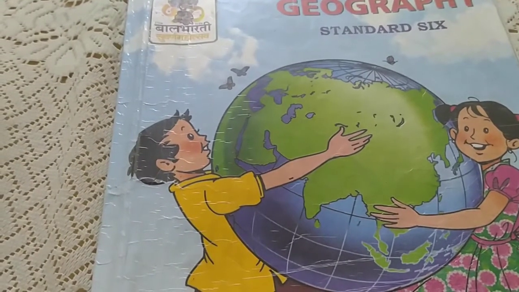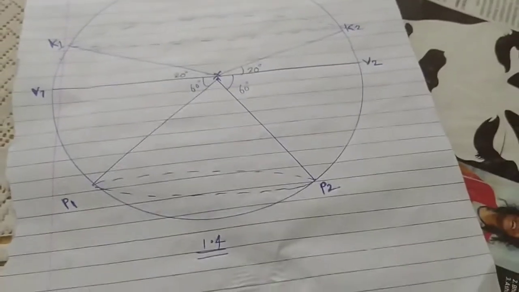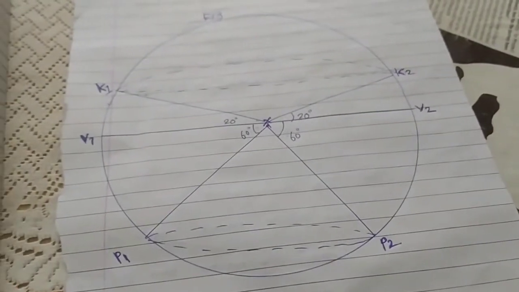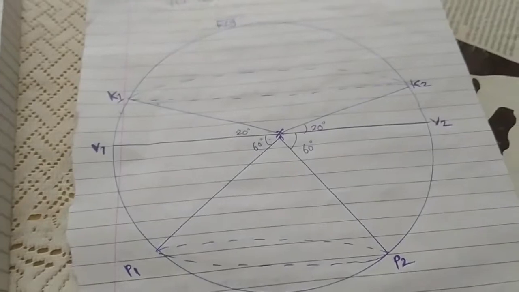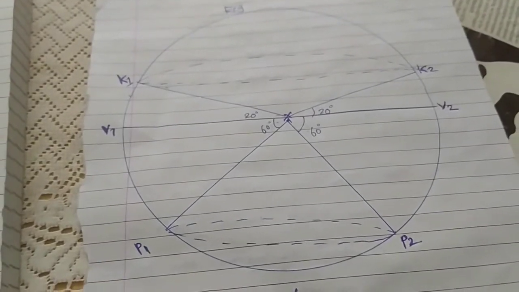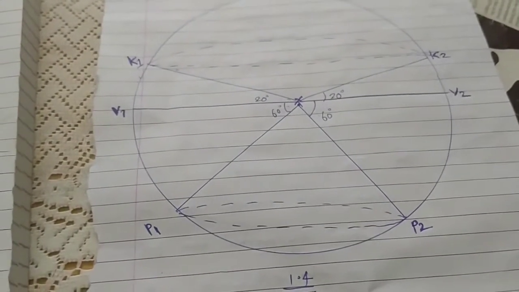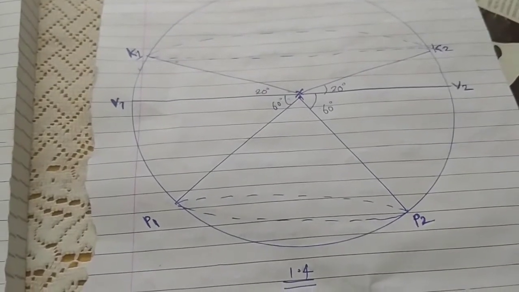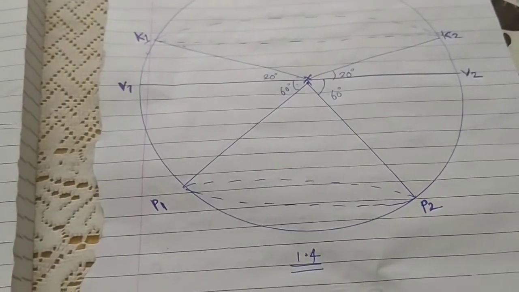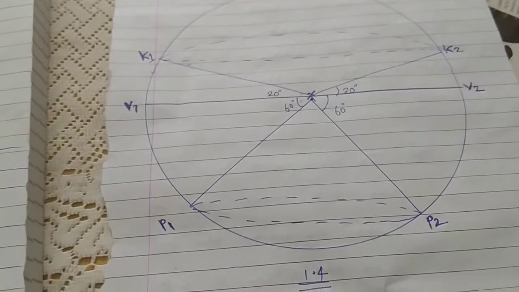In the last video we saw figure 1.4. You have joined points K1, K2 and P1, P2. After joining, you got ellipses. The K1, K2 ellipse is larger than the P1, P2 ellipse.